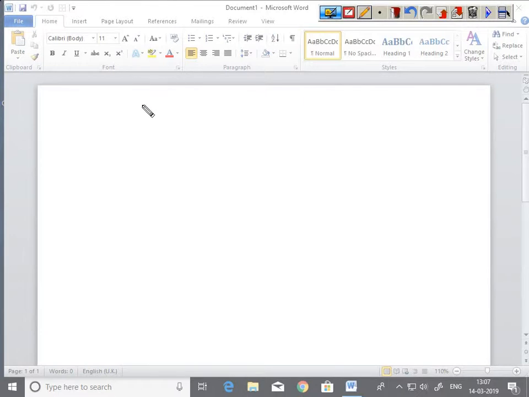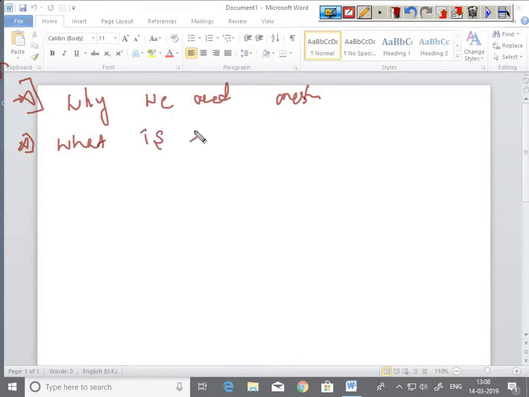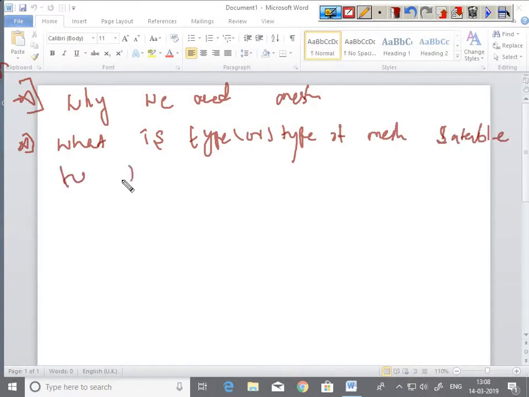And in Hypermesh, when you are starting, please be clear with the first thing: why we need to mesh. So you need to be clear with why we need to go for meshing and what is the purpose of meshing. Yeah, so that is the first thing. And what are the types of mesh? What is the type of mesh suitable to the type of component?